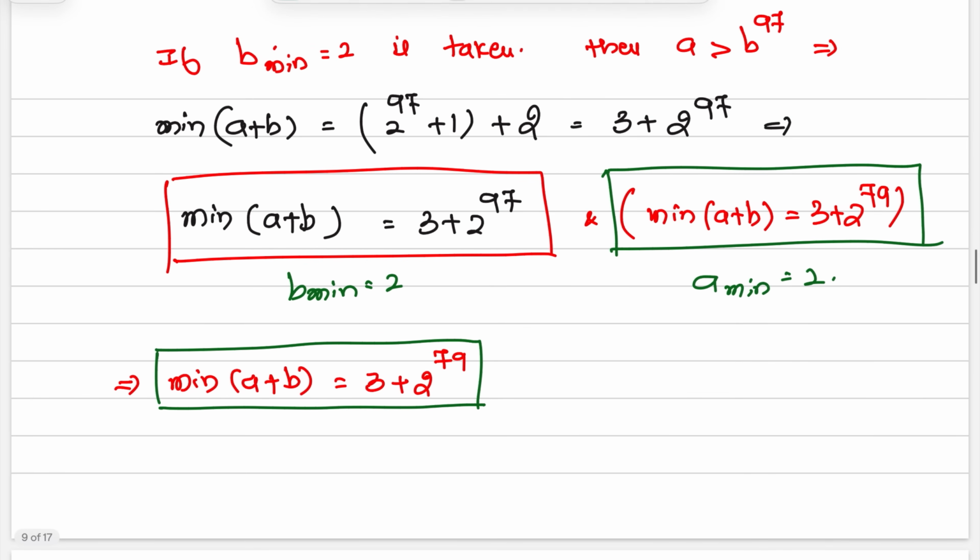It's a very good fit for a multiple choice question. The multiple choices can be 3 plus 2 to the power of 79, 3 plus 2 to the power of 80, 3 plus 2 to the power of 97, 3 plus 2 to the power of 98. Like that, multiple choice questions will be given and you have to choose the correct one. This is the correct one. Important and correct. This is one of the best examples on logarithms, logarithmic equations, logarithmic ratios, and logarithmic inequalities.